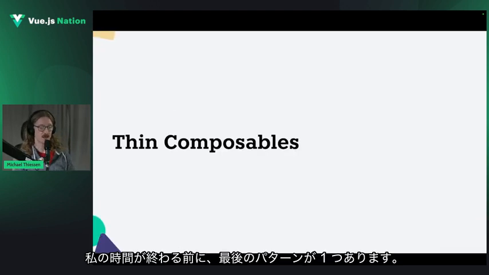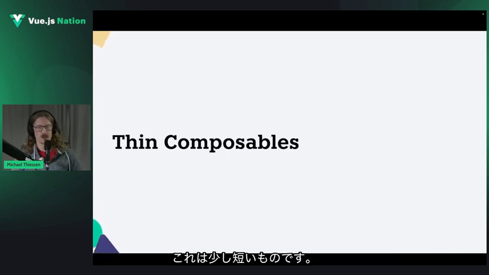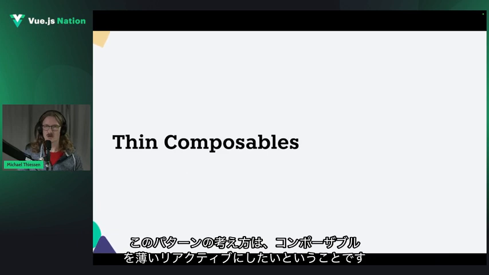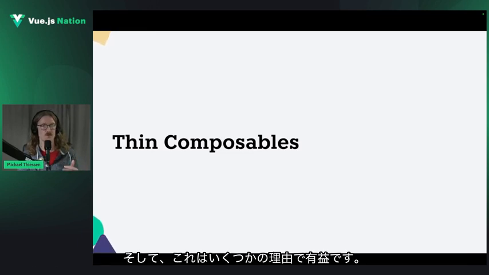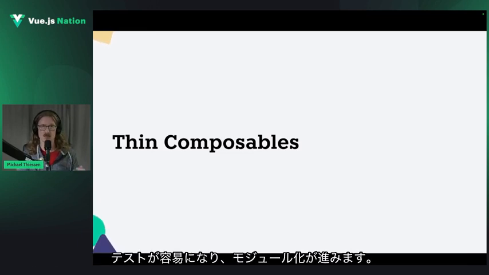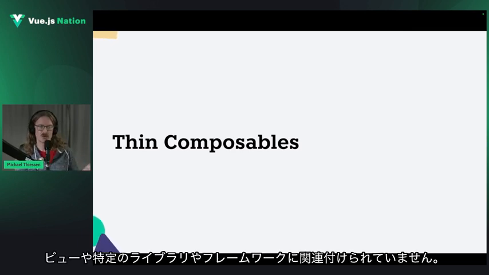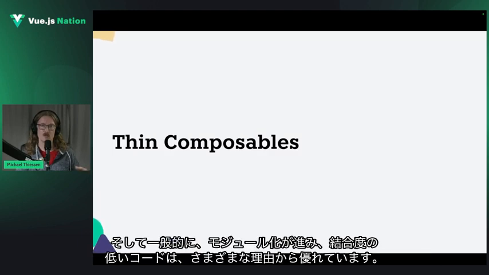So I have one last pattern before my time is up here. And this is a bit of a shorter one. And the idea with this pattern is that we want our composables to be a thin reactive layer around some plain old JavaScript or TypeScript code. And this is beneficial for a couple of reasons. It makes it easier to test, makes it more modular. It's not tied to Vue or any specific library or framework. And generally, more modular, less coupled code is better for a bunch of different reasons.